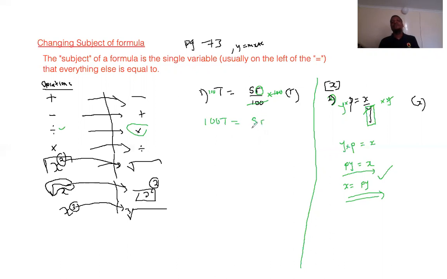Now we still have an S. What do we do with this S? This S is multiplying the R. So what do we do? The opposite on both sides. We divide by S on both sides. And that cancels. So you see that we have R is equal to 100T over S. That is how you would do this question. Let's do another one.